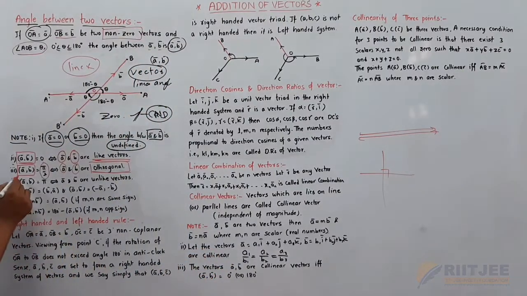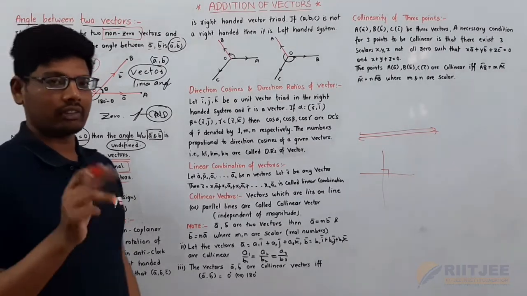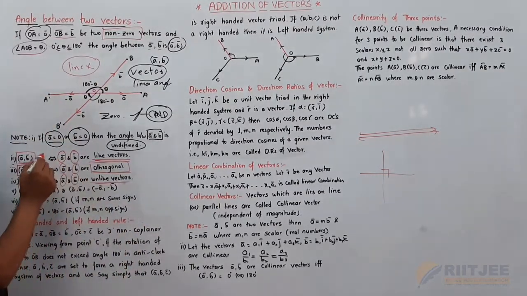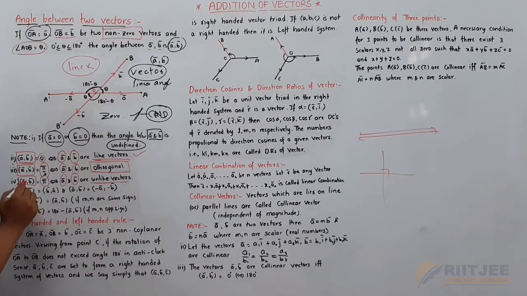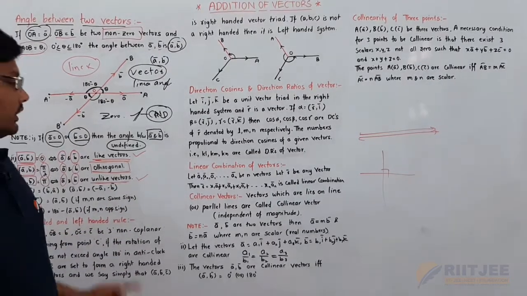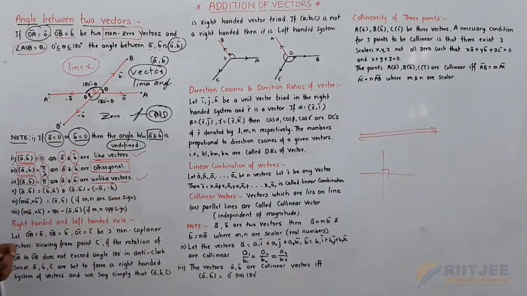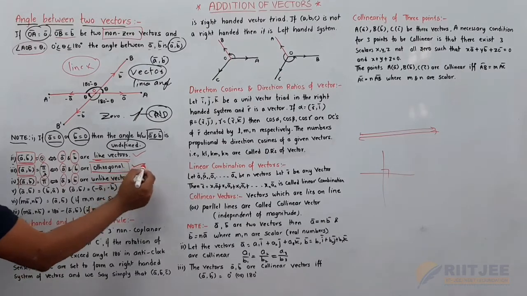Next, if the angle between two vectors A bar and B bar is equal to pi, and pi is nothing but 180 degrees, then A bar and B bar are said to be unlike vectors. If the angle between two vectors is 0, then we call them like vectors. If the angle is 180 degrees, then the two vectors are unlike vectors. If the angle is 90 degrees, then the vectors are said to be orthogonal vectors.